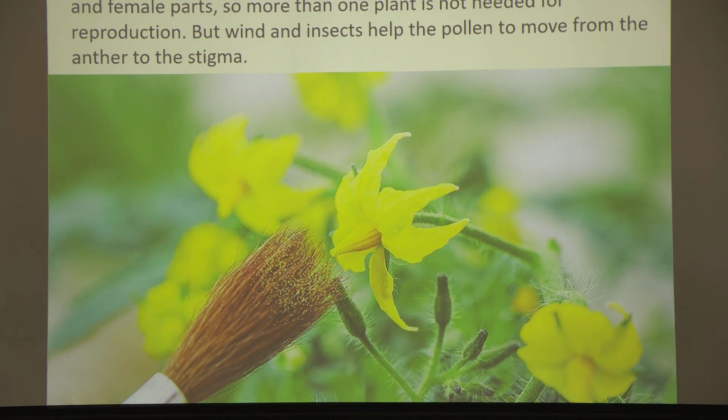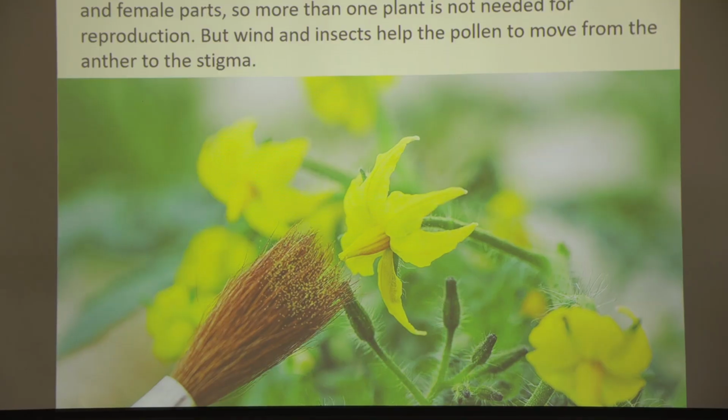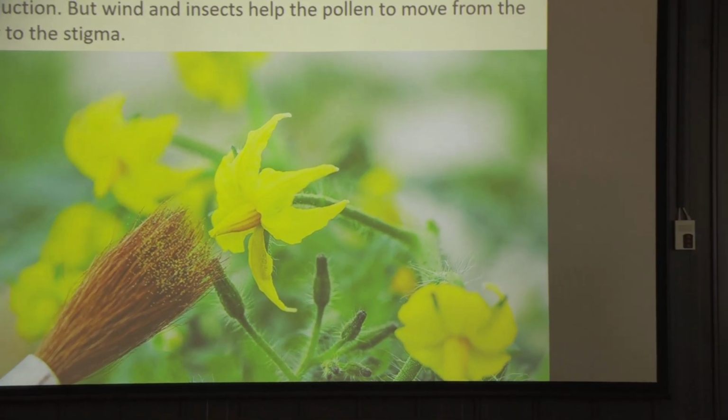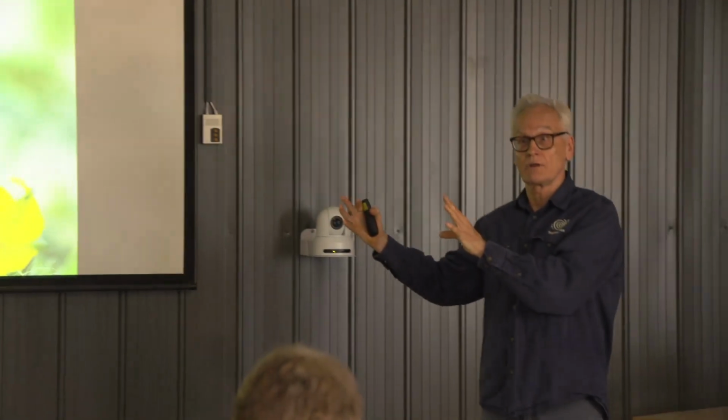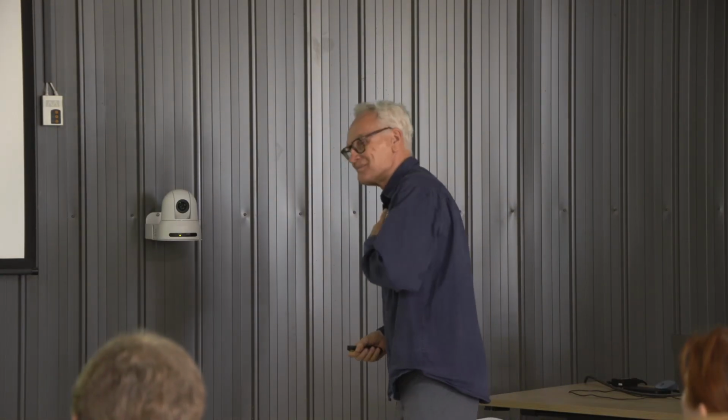So in production, you can use bumblebees in glasshouses in Europe, for example. That's what they use for pollination. Or in Australia, we don't have bumblebees, and so they use a manual vibrating wand. Has anyone seen pollination in glasshouses?